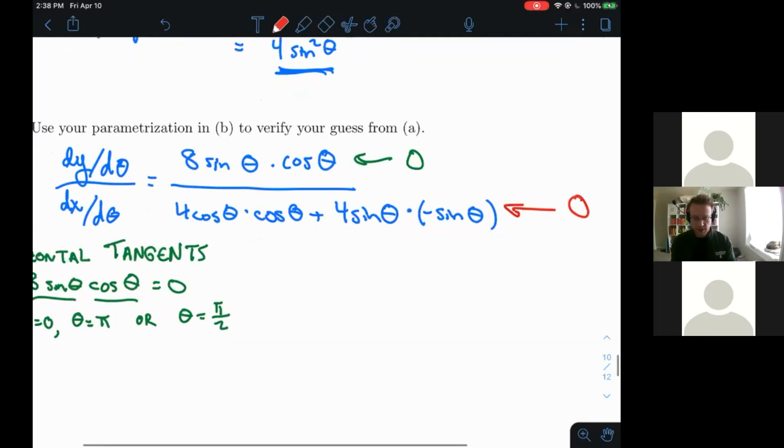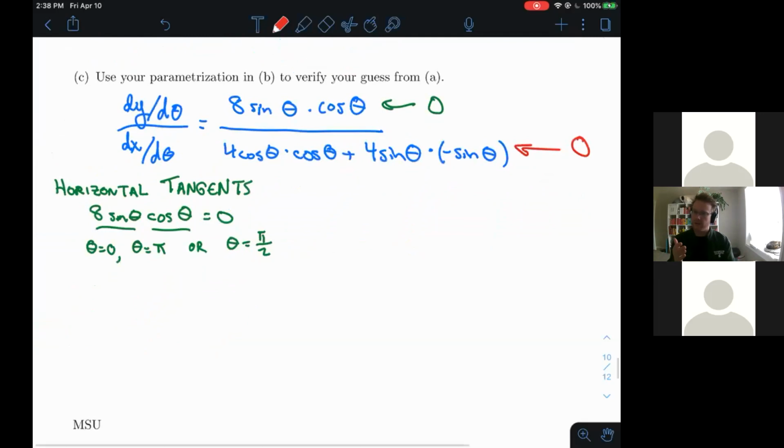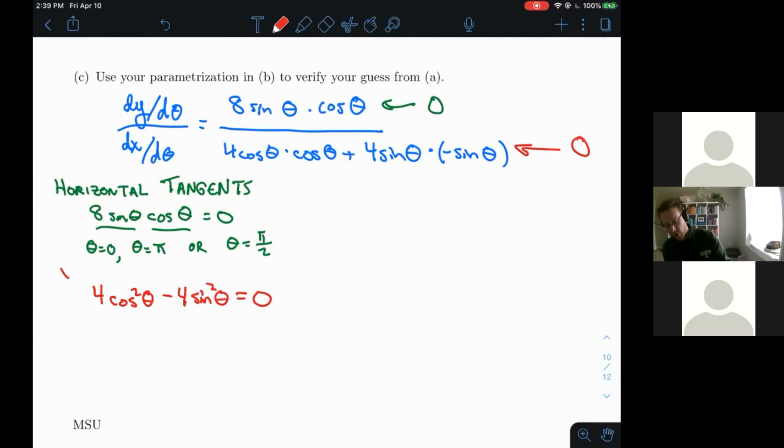And so for this, you take your run, your derivative of x with respect to theta, and you set that equal to 0. And so let's go ahead and simplify this a little bit: 4 cosine squared theta minus 4 sine squared theta. How do we make that equal to 0? Or when is that equal to 0? Because that's going to give us a vertical line, right? That we don't have any run moving left or right. Vertical line.